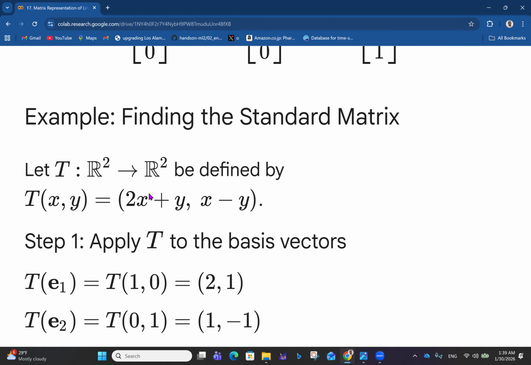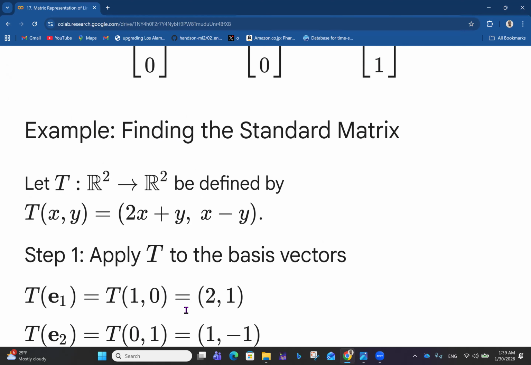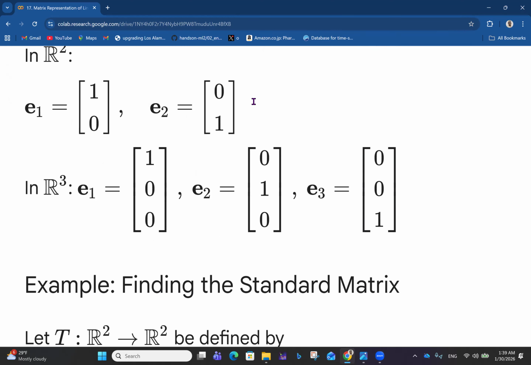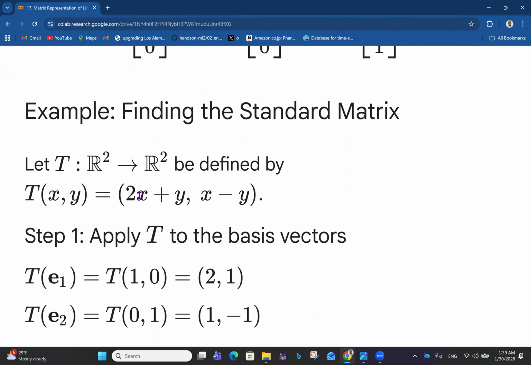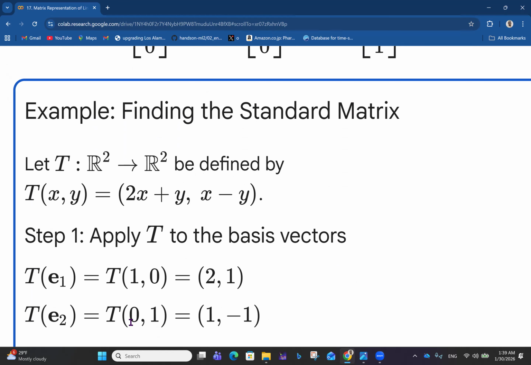Since you're working in two dimensions, T of e1 gives the first column, which is (2, 1). And for the second column, where you have e2 as (0, 1), you again substitute: 0 for x and 1 for y. So 2 times 0 plus 1 gives 1, which is why the first entry is 1. And then for the other one, x is 0, y is 1, so 0 minus 1 gives minus 1 here.